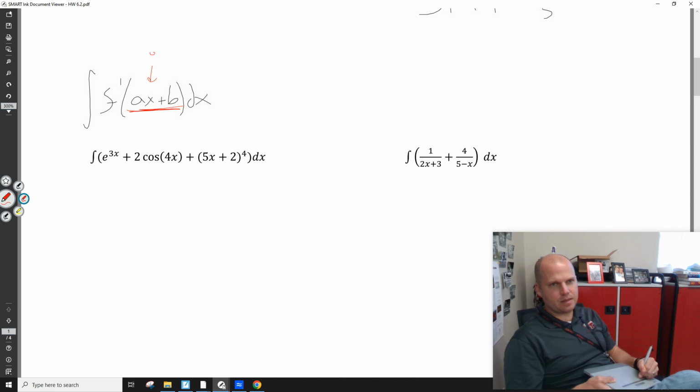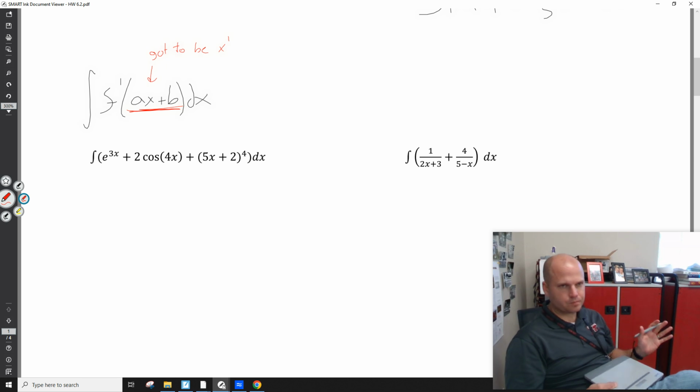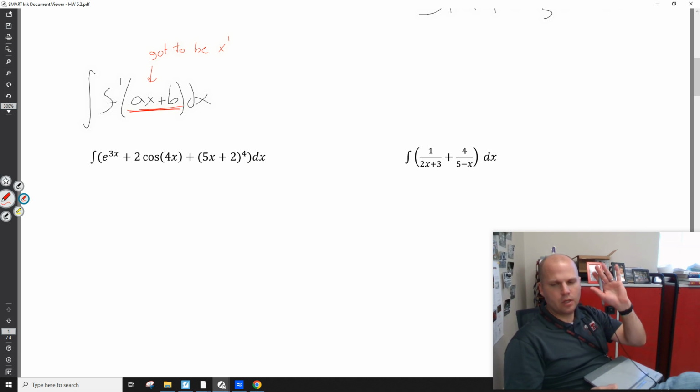It's got to be x to the first power, or else this doesn't work. If it's x to any other power, there's got to be some other technique. Most likely simplification is the technique you're going to use, but there's going to be other techniques we're going to learn in the future. It's got to be x to the first power.